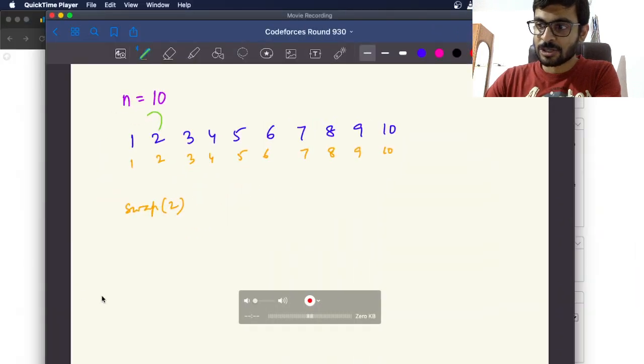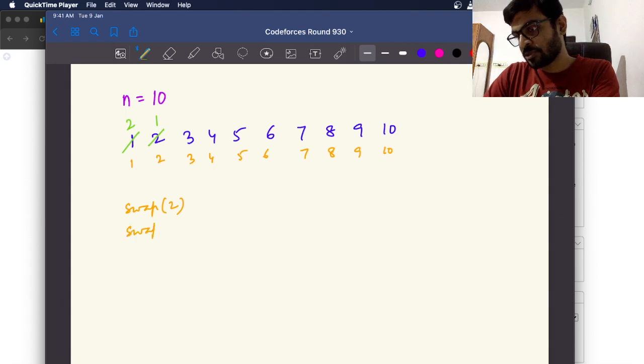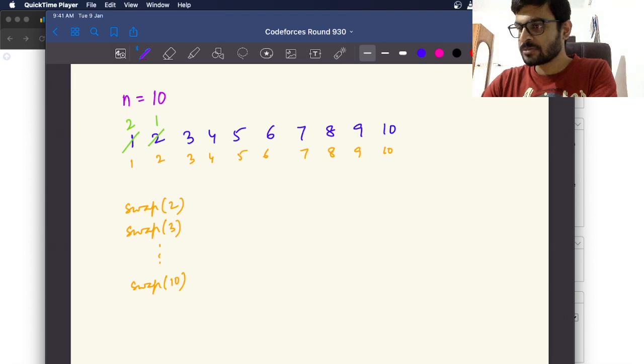2's greatest divisor not equal to 2 is 1. So you swap these two: the values at these two positions get swapped. So you get 2 over here, and 1 over here. Then comes the turn of the next position. In this way you continue with swap 3 and so on up to swap 10. When you go to swap 3, 3 gets swapped again with 1, so it becomes 2 and it becomes 3. So I'm basically swapping the current value with the current value, something like that.